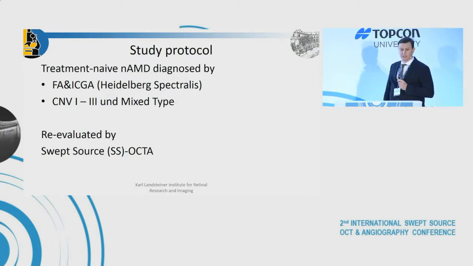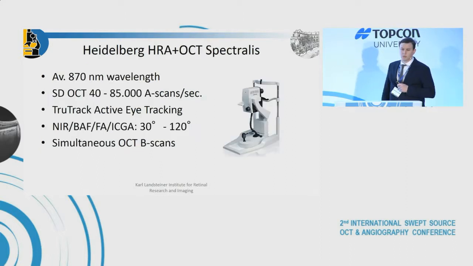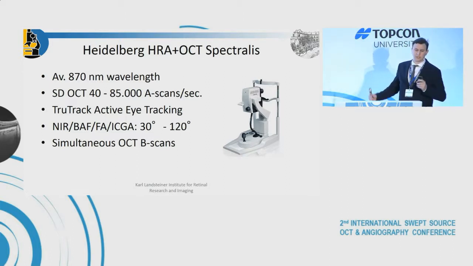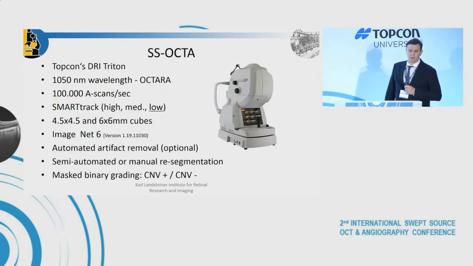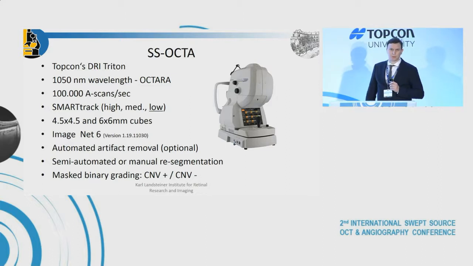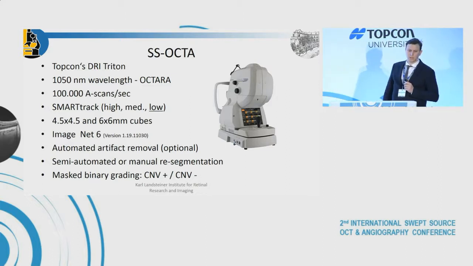So we came up with our own study protocol, and we investigated treatment-naive nAMD patients with conventional multimodal imaging, the Spectralis from Heidelberg, and we investigated all anatomic types of CNV, and they were reevaluated by the swept source OCT-A machine. We used the Spectralis with a TrueTrack device and a 30-degree angle that has the simultaneous OCT B-scans, which are spectral domain-based. And we opposed them to the swept source OCT-A from Topcon. We used SmartTrack and the automated artifact removal option.